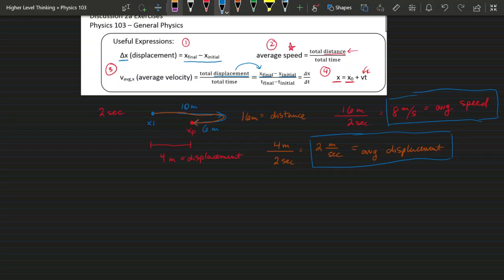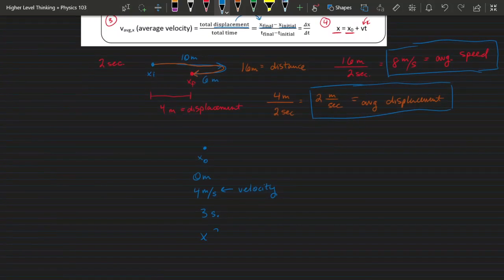Let's say our initial position here, and I'll draw in blue below the distance and displacement writing. Let's say our x naught position is at 0 meters. And I'm traveling at 4 meters per second. That's going to be my velocity. And if I'm traveling for 3 seconds, what would my final position look like? So I'm solving for x.